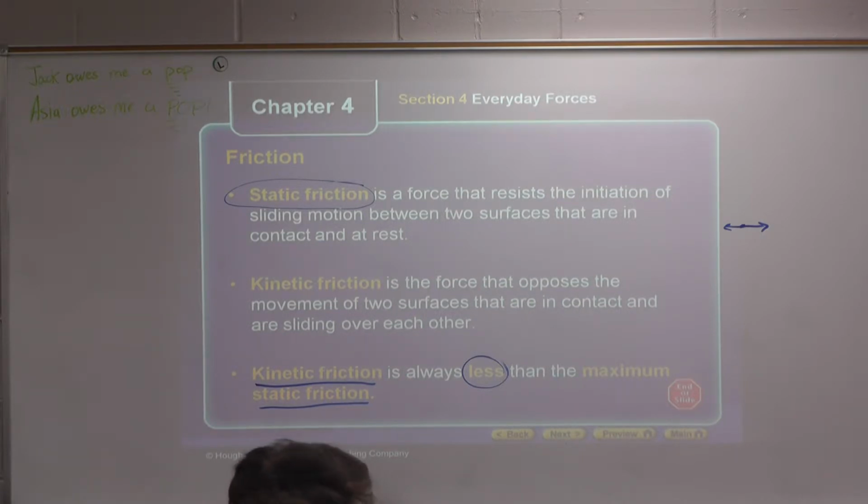Plus you can't resist more than not moving, which is what static is. Correct. So listen, guys, when you push something, you have to push harder to get it to move, and then as soon as it starts moving, it almost just miraculously appears easier to move, doesn't it?